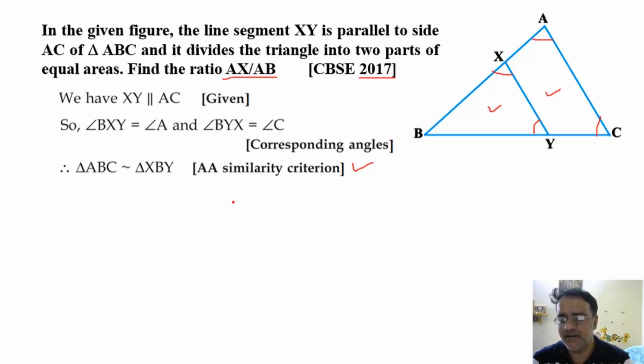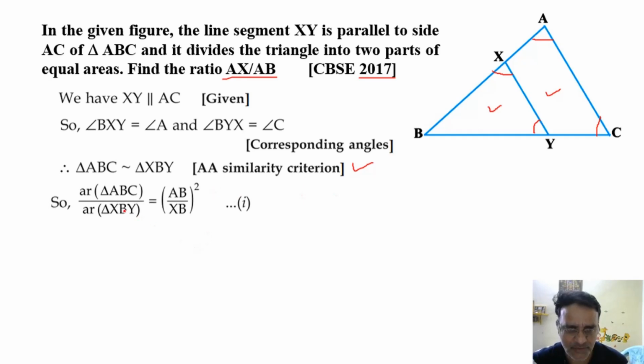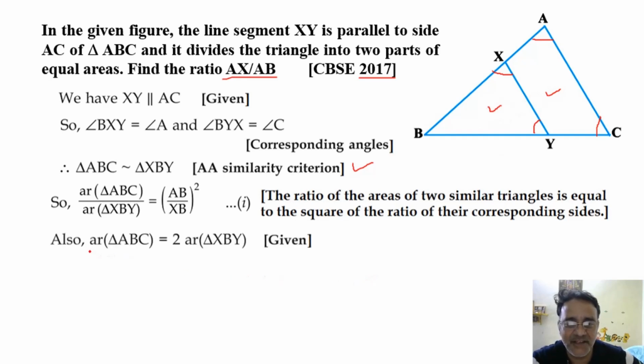Ratio of areas of two similar triangles is equal to the ratio of the square of their corresponding sides. So that we are going to use. Area of triangle ABC upon area of triangle XBY is equals to AB upon XB whole square. Right? Now in the question what is given that these two areas are equal. ठीक है? That means triangle ABC is 2 times of this triangle, single triangle. This is clear?